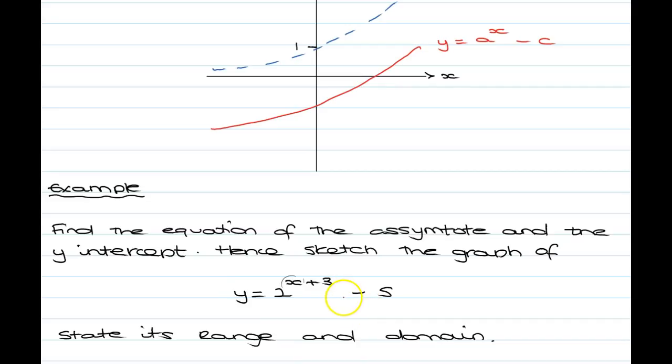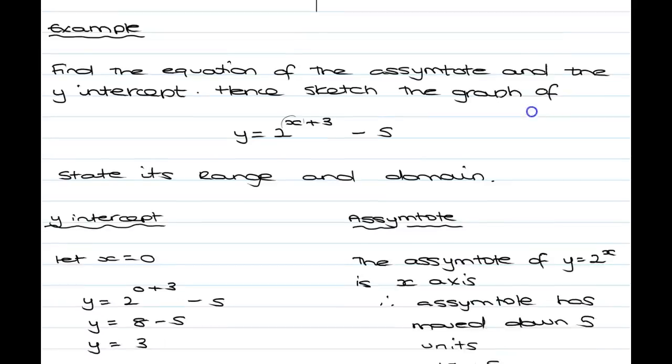Then I'm going to work out what the asymptote is going to be. So let's just consider for a moment what the graph of y equals 2 to the x would look like. The asymptote for y equals 2 to the x is the x-axis, and as the graph has moved down 5 places, our new asymptote will be y equals minus 5.